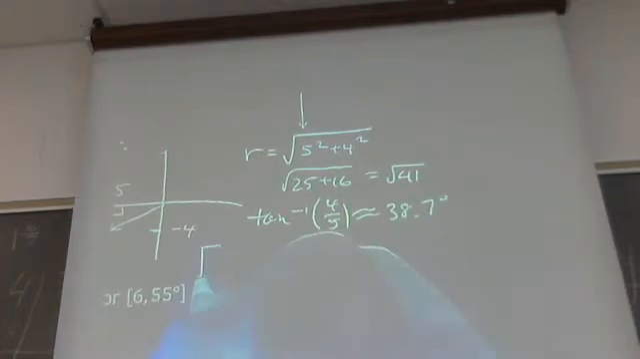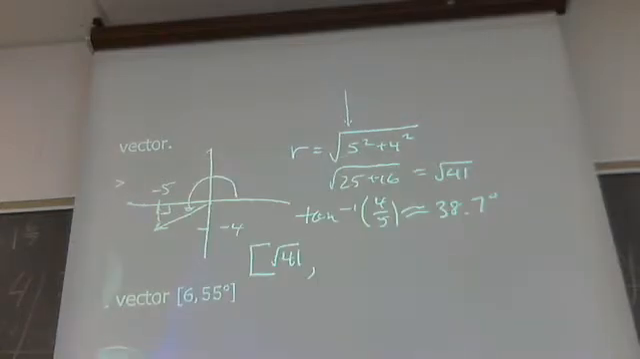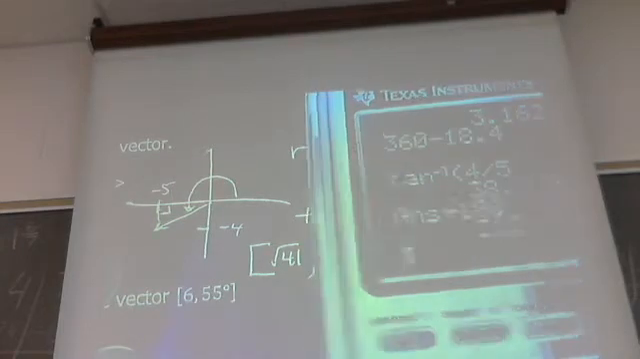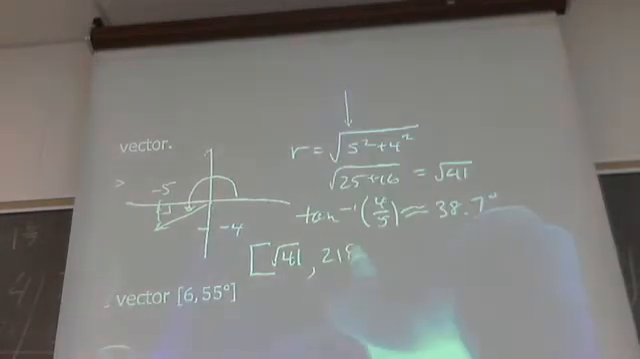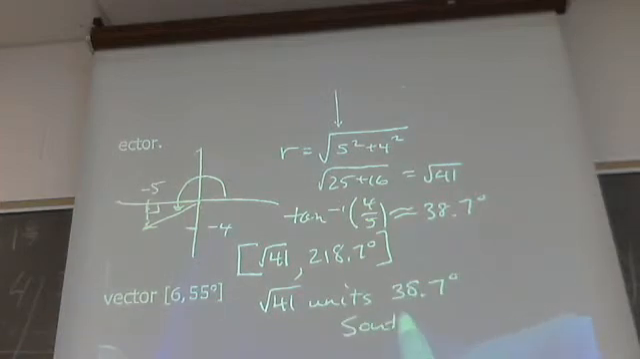So polar form is going to be radical 41, unless we're using a decimal. And then we've got to come from here all the way around. So we're going to take the 38.7 and add it to 180 to get 218.7 degrees, because you have to be in quadrant 3. Now in terms of compass directions, that would be radical 41 units, 38.7 degrees south of west.